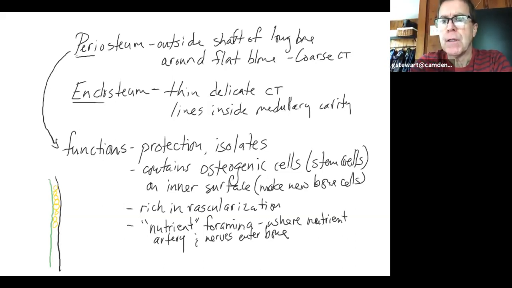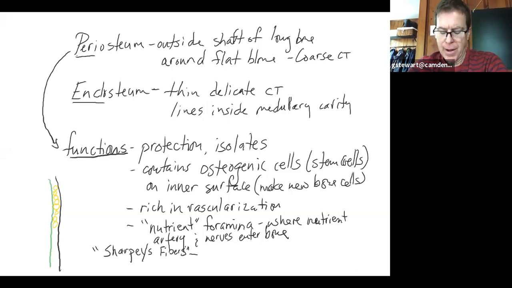Almost finished with these functions of the periosteum. I do want you to know this term, Sharpey's fibers, S-H-A-R-P-E-Y apostrophe S. They are the collagen fibers. They're actually part of the periosteal tissue that penetrate the bone surface and hold it onto the bone tissue.